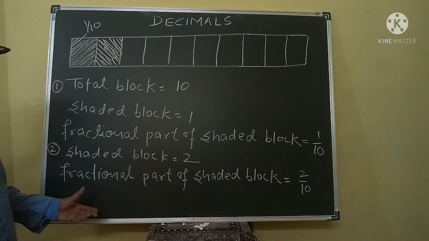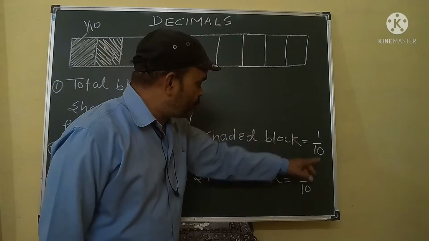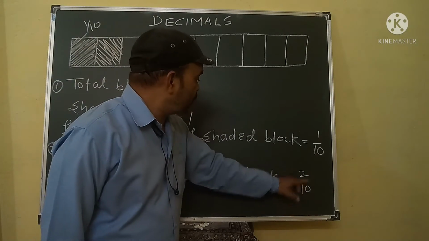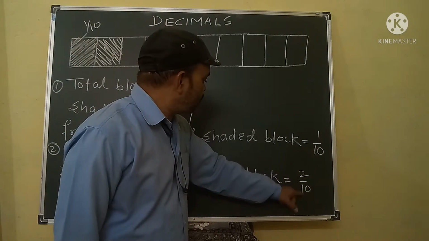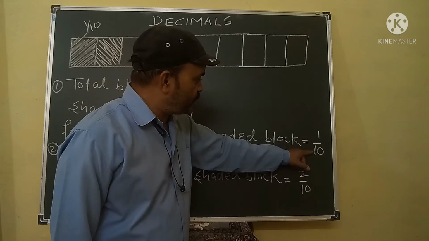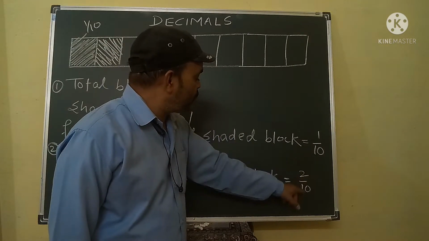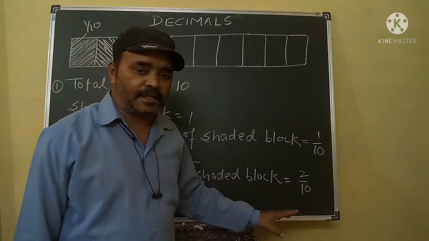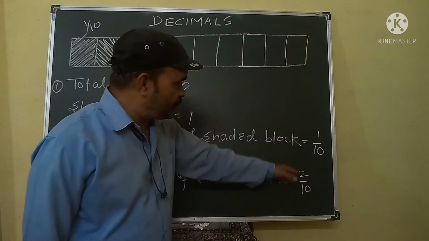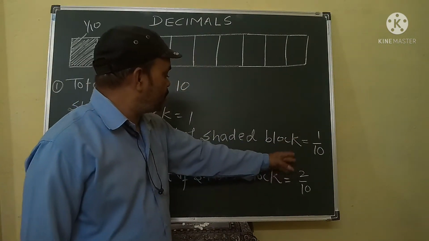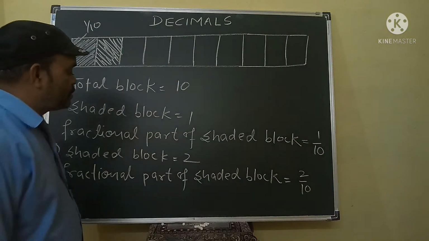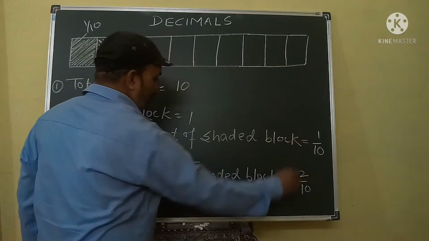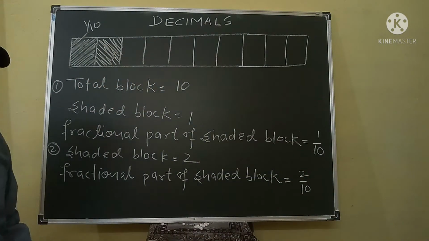As you are looking, this is 1 upon 10, this is 2 upon 10. Denominators are in the form of 10. That means these type of numbers are called decimal fraction.